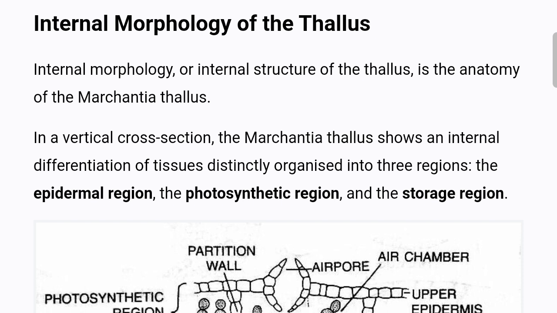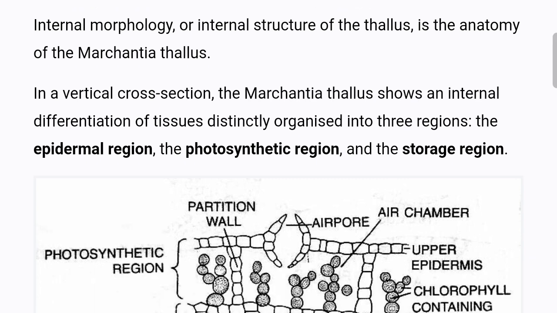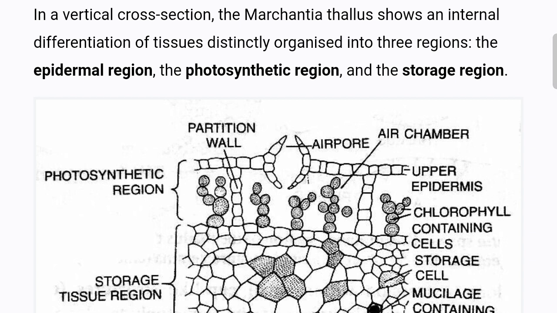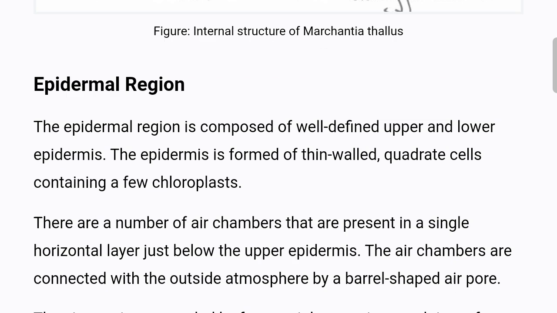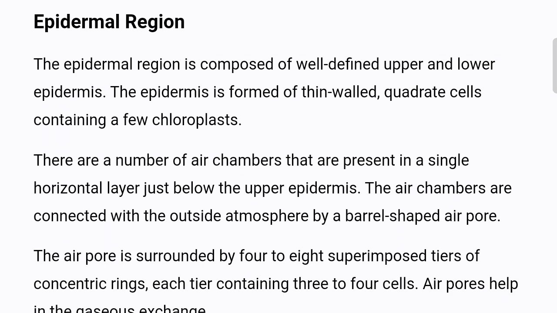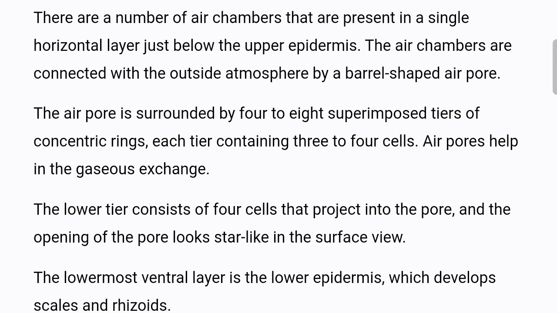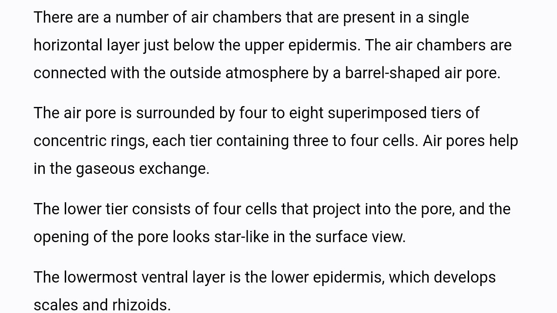In a vertical cross-section, the Marchantia thallus shows an internal differentiation of tissues distinctly organized into three regions: the epidermal region, the photosynthetic region, and the storage region. Epidermal region. The epidermal region is composed of well-defined upper and lower epidermis. The epidermis is formed of thin-walled, quadrate cells containing a few chloroplasts. There are a number of air chambers present in a single horizontal layer, just below the upper epidermis. The air chambers are connected with the outside atmosphere by a barrel-shaped air pore.